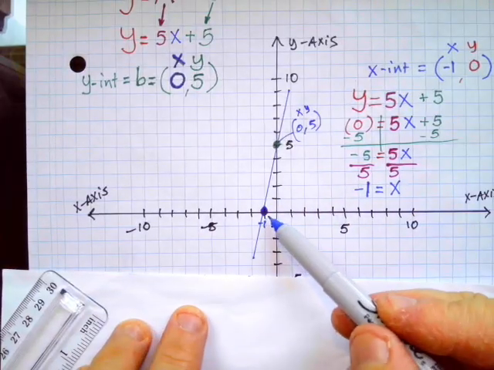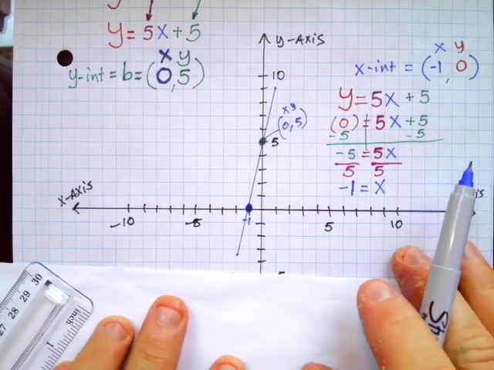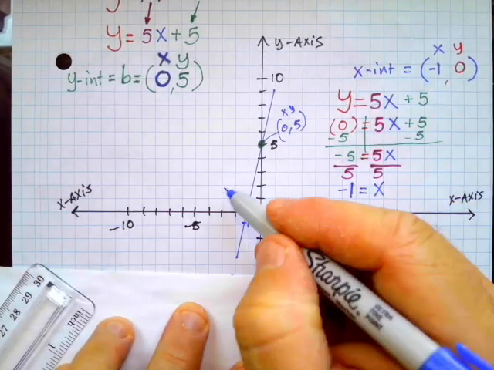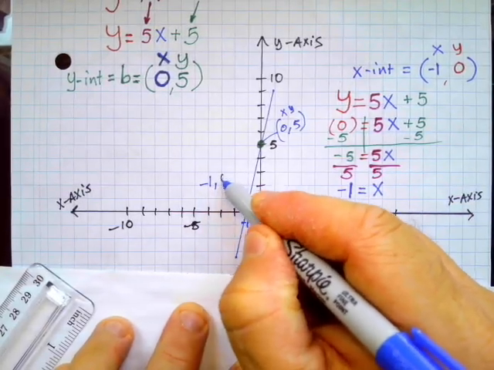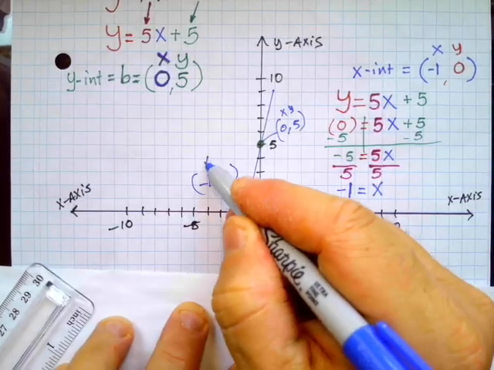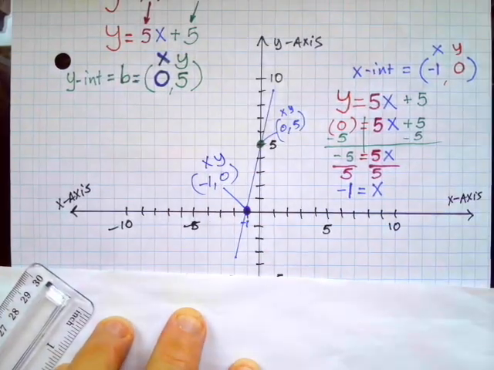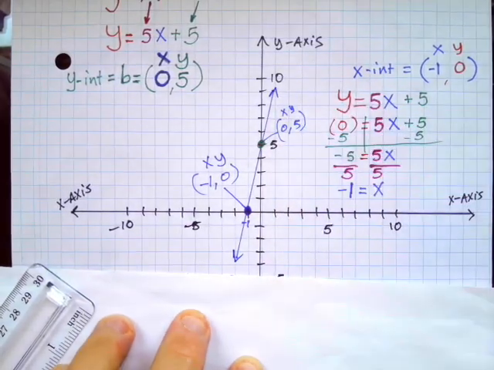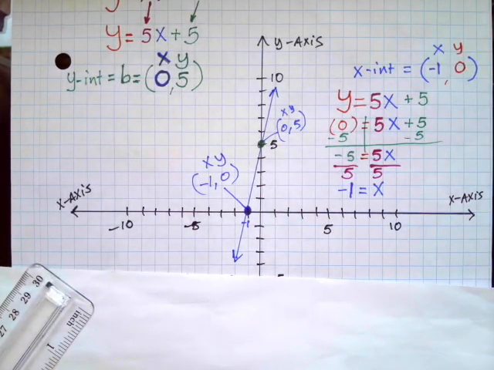And where your graph crosses the x-axis, let me straighten that out a little bit, is going to be your x-intercept. And this is negative 1 for x, 0 for y. And again, this graph will go on and on and on forever in each direction. That is our linear equation.